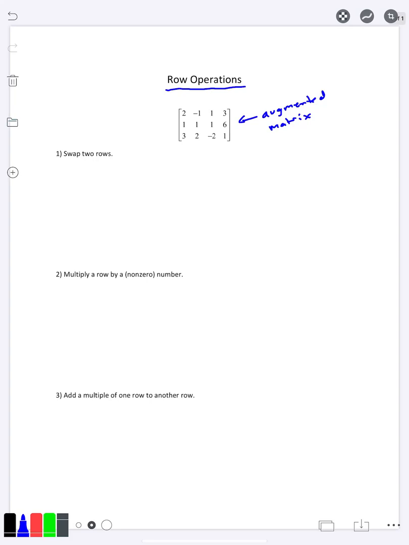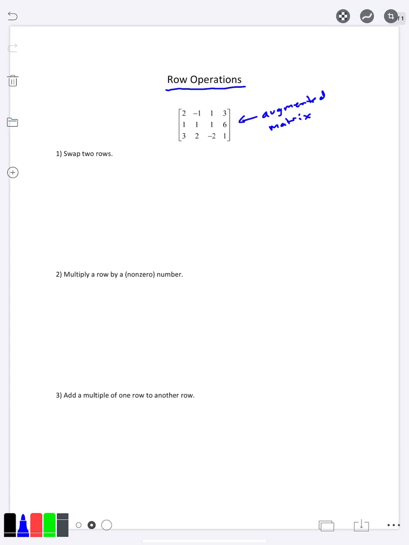So what are these three steps? Well, the first thing that we can do is we can swap two rows. That would correspond to, when writing down your different equations, just changing the order in which you wrote them down on the paper. It's not going to affect what your answer is whether you write one equation as the first one or if you write that equation as the last one.